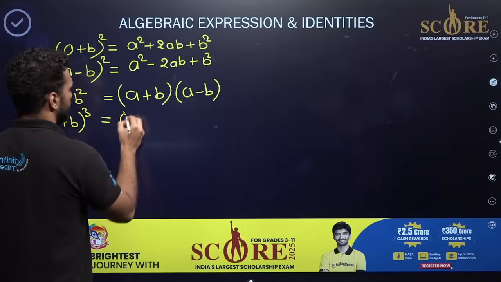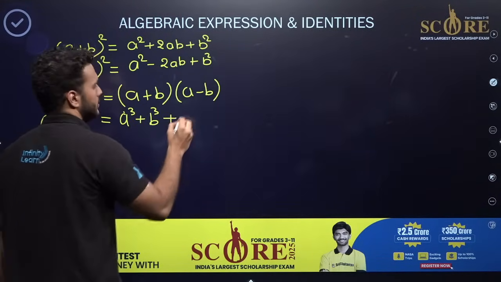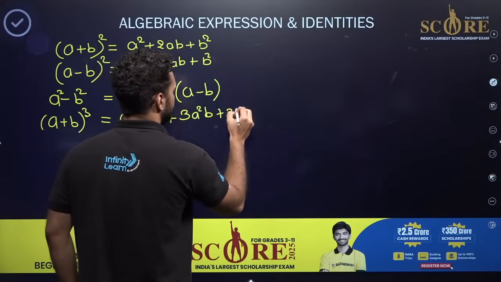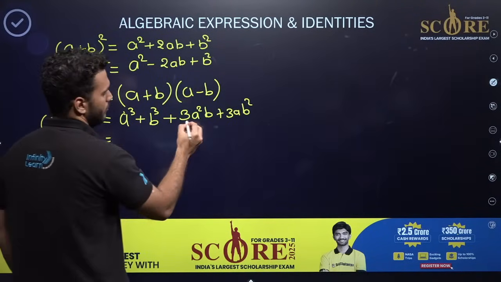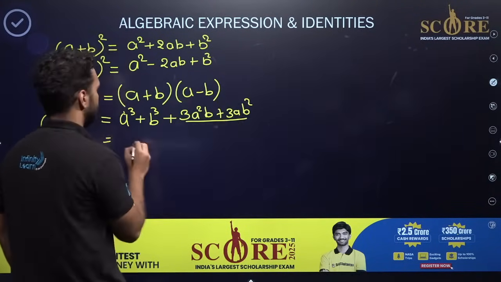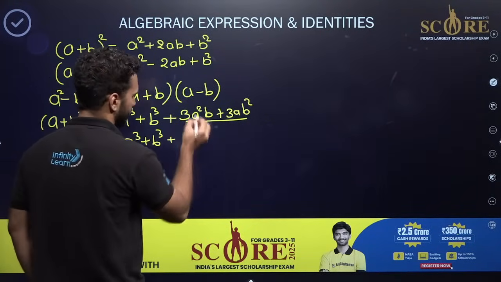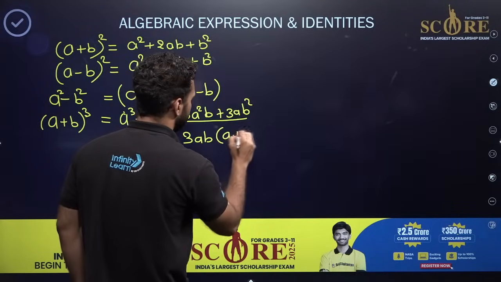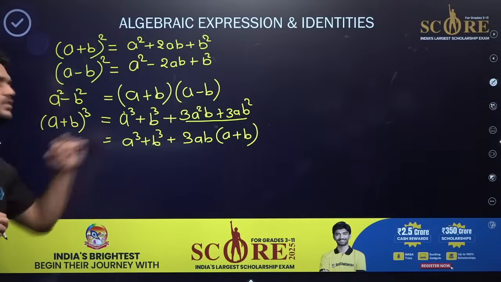Now next we have (a plus b) whole cube. It will be a cube plus b cube plus 3a square b plus 3ab square. And see, from here what am I getting common? 3ab. You are getting 3ab as common because we will use this form also. 3ab I am getting common and I am left with (a plus b) in bracket. So this equation can be written in this form too.